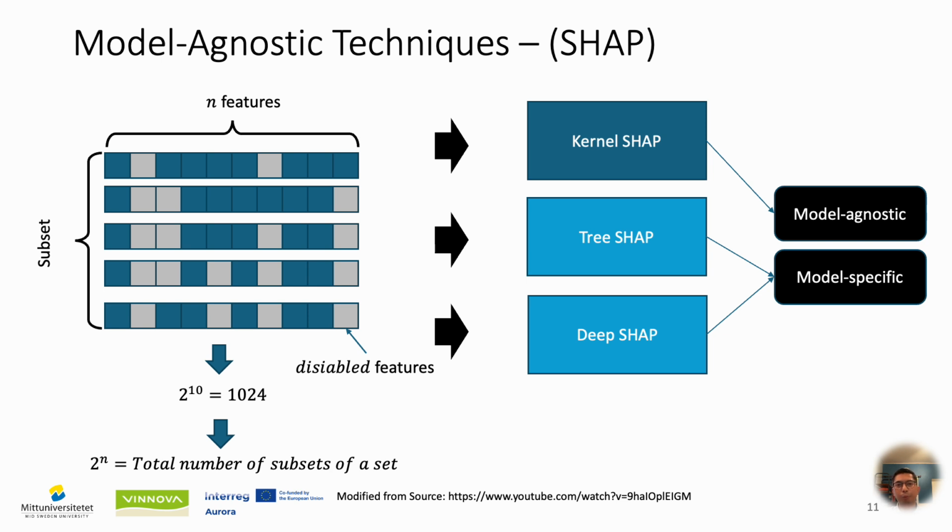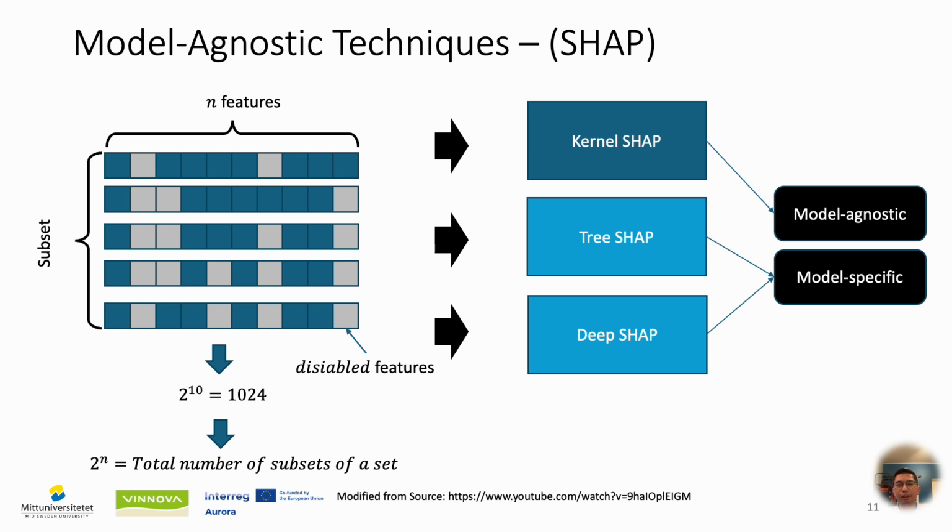For a simple case with 10 features, there are already 2 to the power 10, equal to 1024 subsets. And as the number of features grows, this number explodes exponentially. This is why computing exact Shapley values is very expensive in practice.